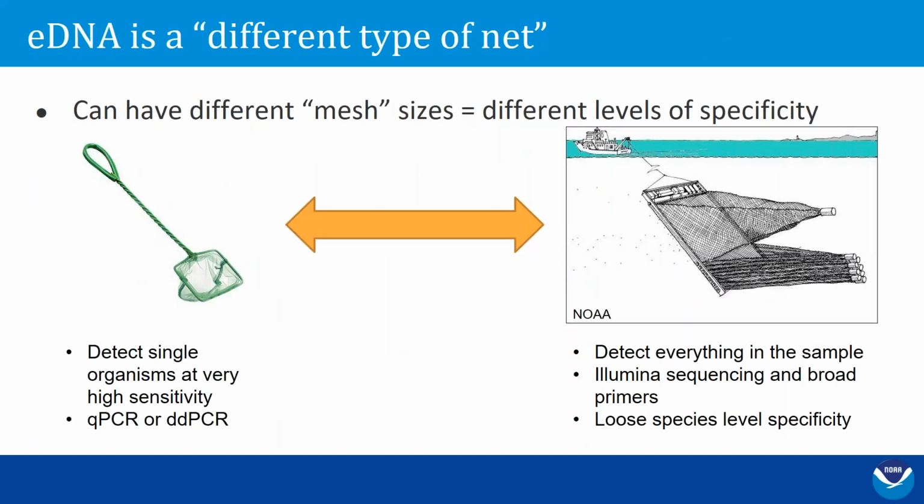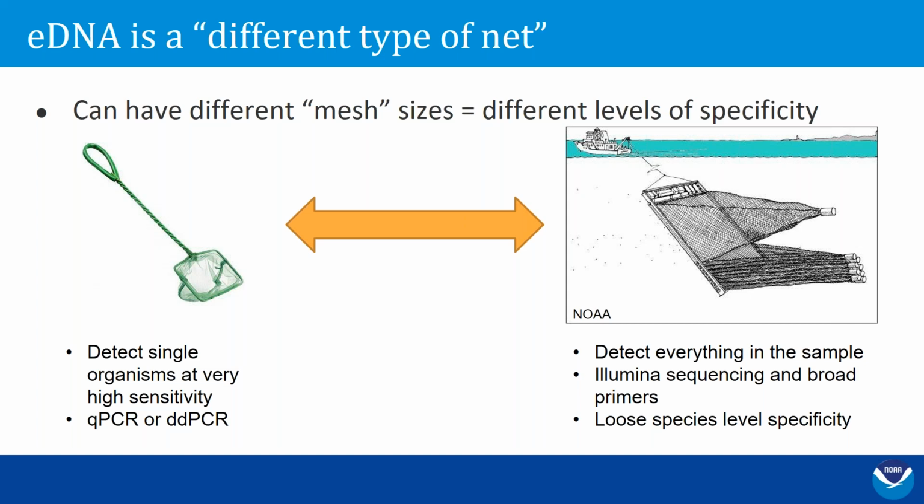One good way to think about environmental DNA is that it's just a different type of net. Just like if we were going to be using nets for doing a traditional ecological survey, and nets can have different mesh sizes, we can think of eDNA as having different quote-unquote mesh sizes as well. And that corresponds to different levels of sampling specificity.